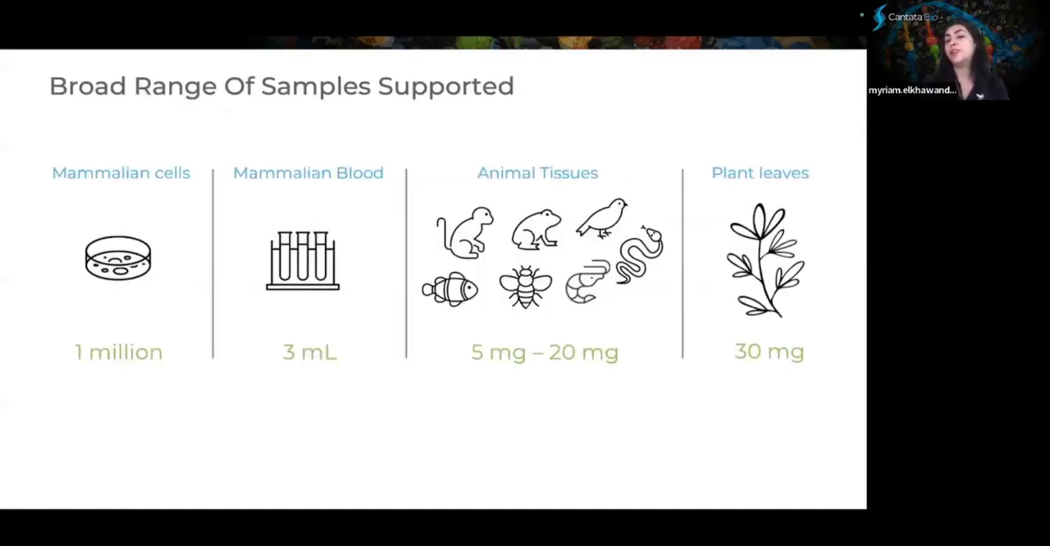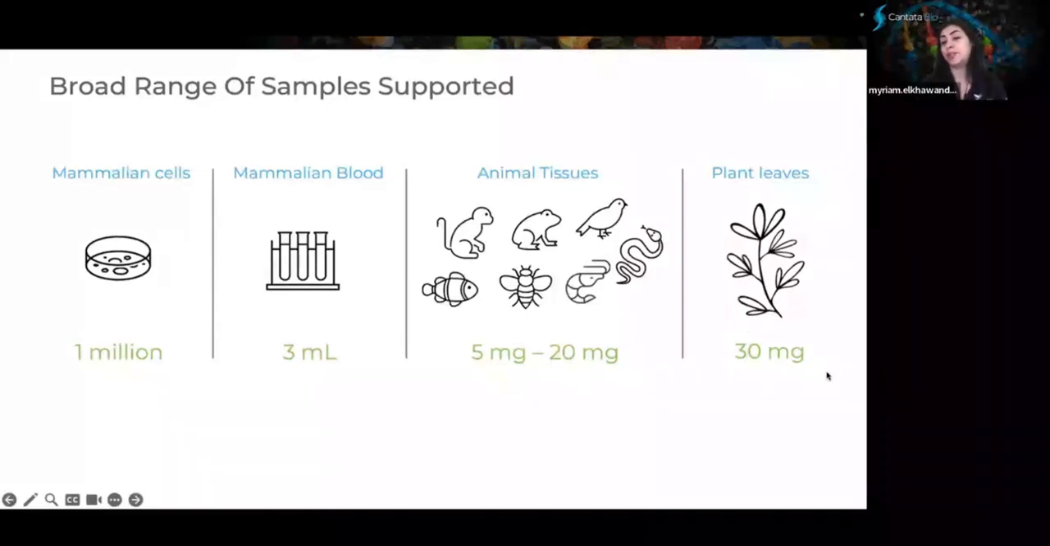This is a view into the different categories of samples that the assay supports and the minimal requirements that are needed. So the standard workflow for mammalian cells calls for 1 million cells, 3 ml for mammalian blood, 5 milligram to 20 milligram for animal tissues. And the animal tissues represent mammals, birds, fish, insects, marine invertebrates, so a wide variety of animals. And then plant leaves, 30 milligram.